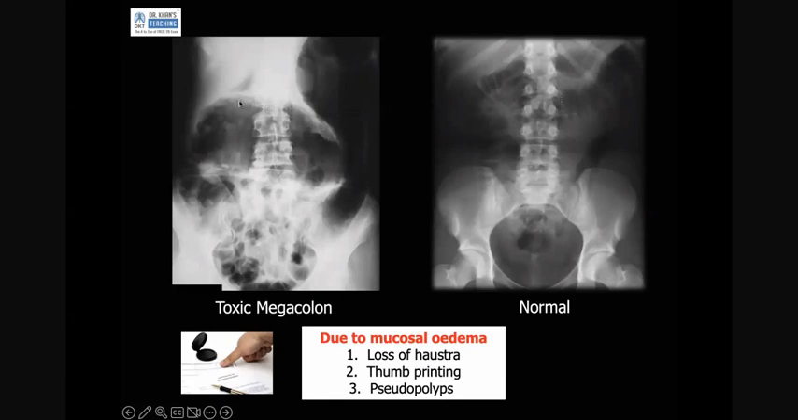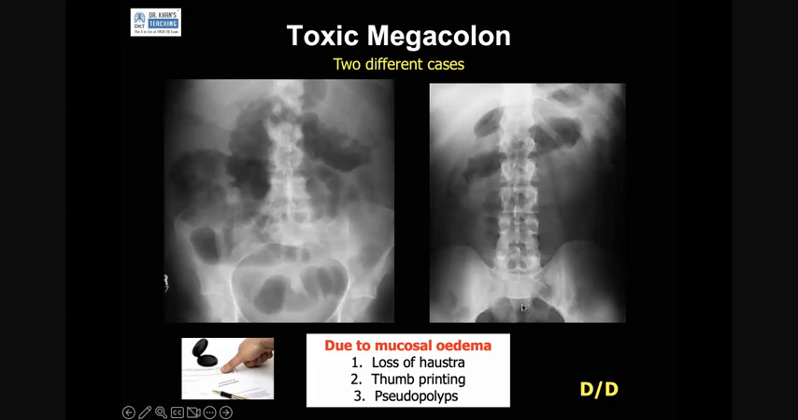can see that there is loss of haustra. Second thing is thumbprint, which is this and this and this. And in some cases, you will see pseudopolyps, which are projecting into the lumen. So these three things you have to remember. These are two other cases of toxic megacolon.